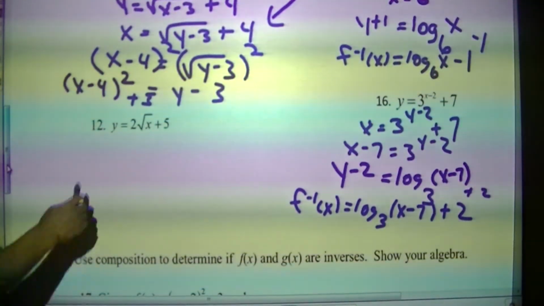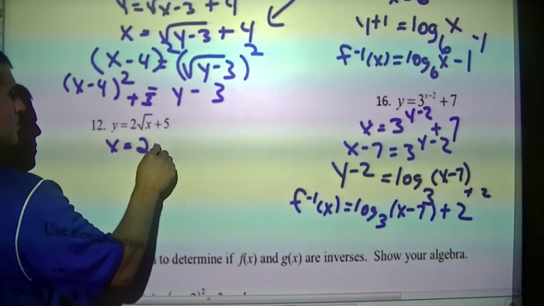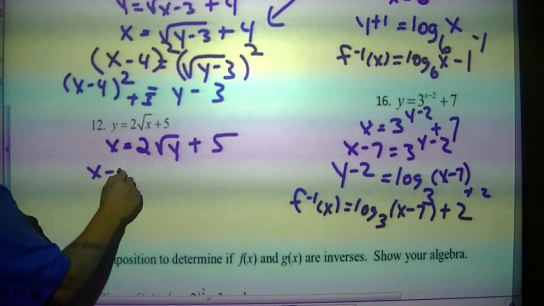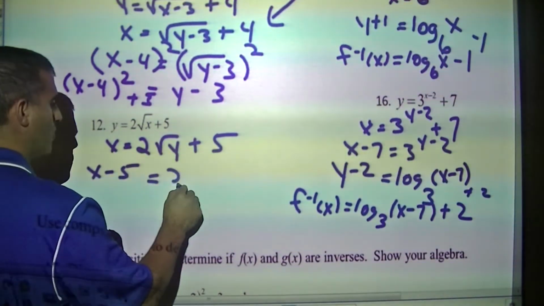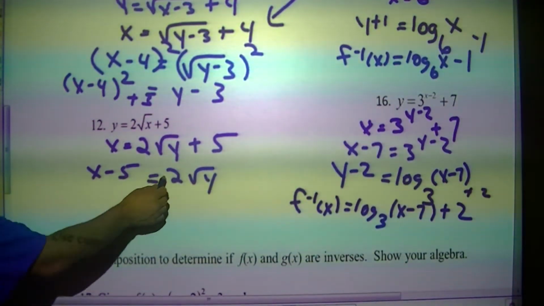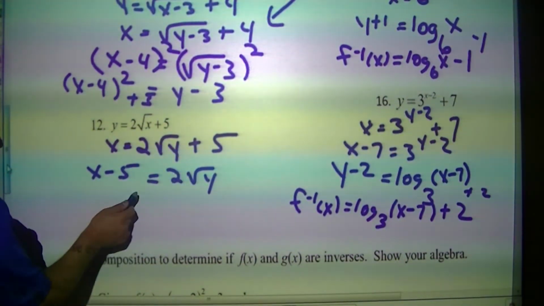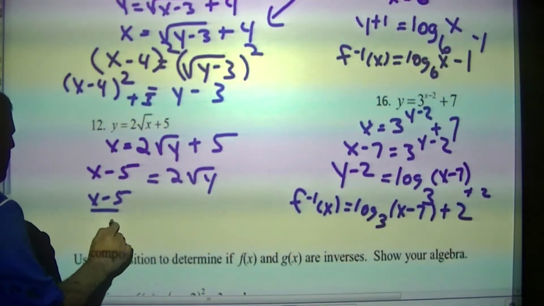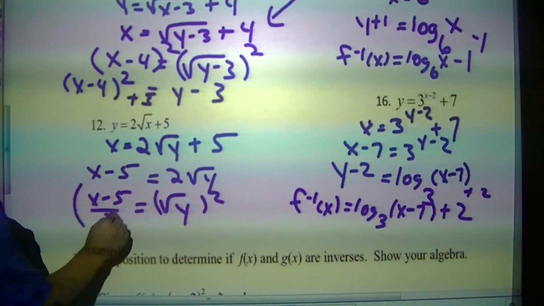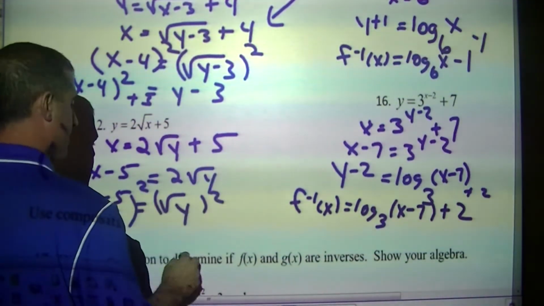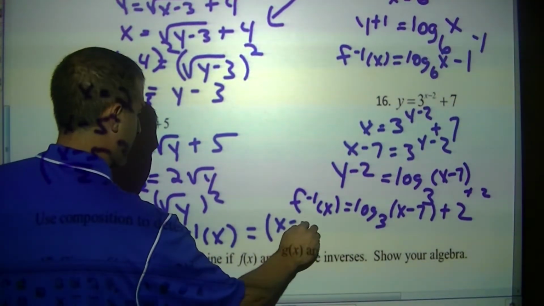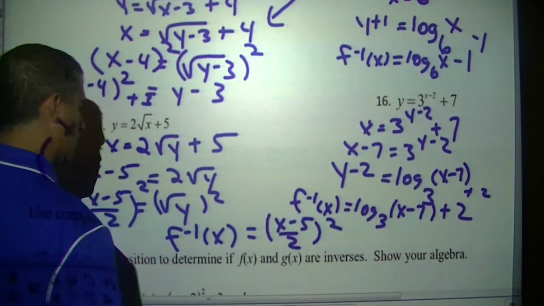All right, this one, x = 2 square root of y + 5. Okay, the x is going to come over, and I have 2 square root of y. You can do a couple of different things here. What I would do is, these are attached by multiplication, so this is going to end up being (x - 5) over 2 equals square root of y. Once again, I'm going to square the whole thing. So my inverse would be ((x - 5) over 2) squared, okay?